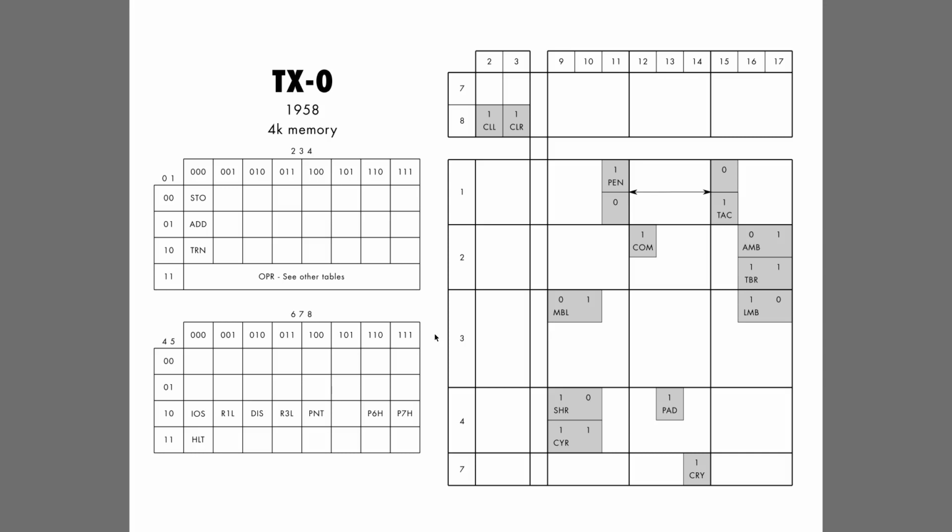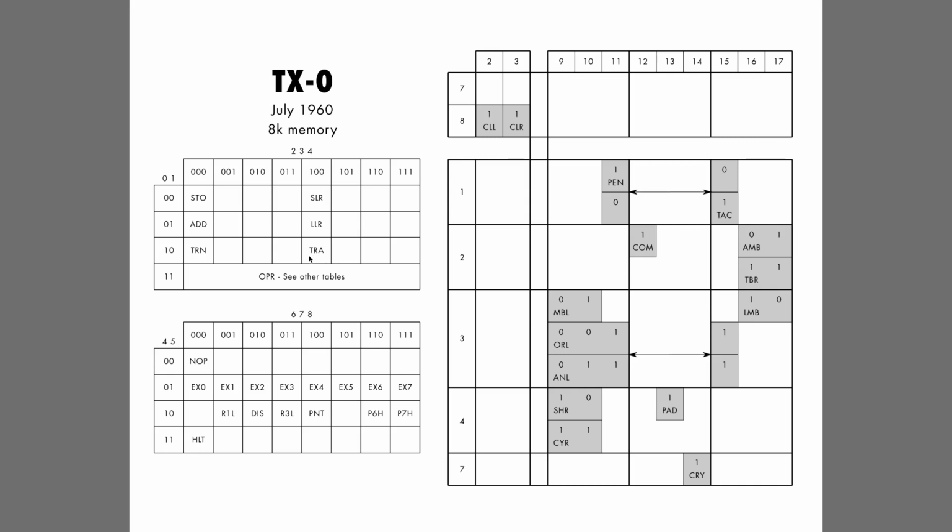So to conclude this discussion of the TX-0 instruction set, and before we jump back into Logisim, I just want to give a quick overview over how the machine changed over the years. So this is how the machine looked in 1960. First of all, the memory was expanded to 8K, and they added a few instructions.